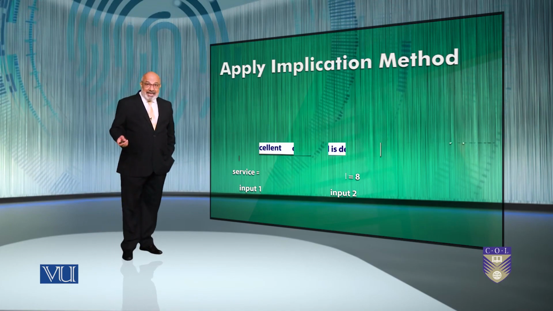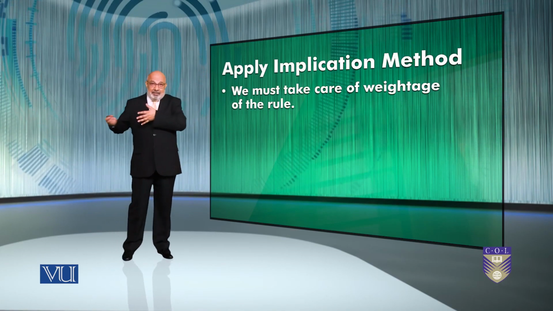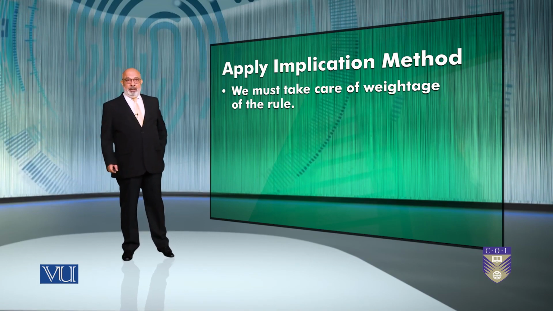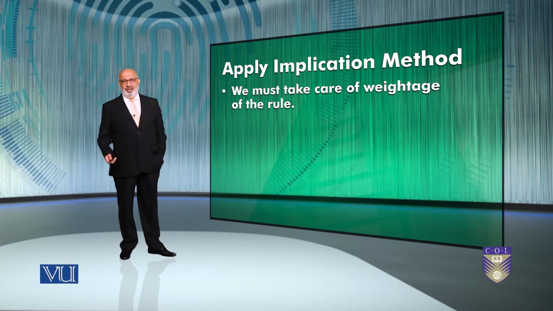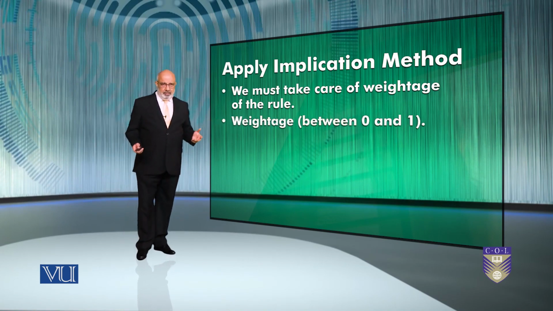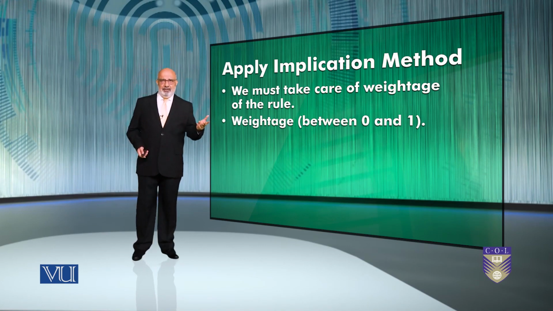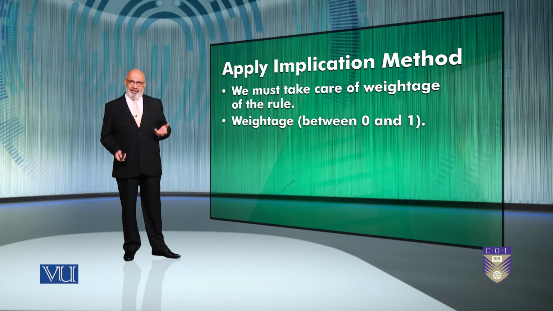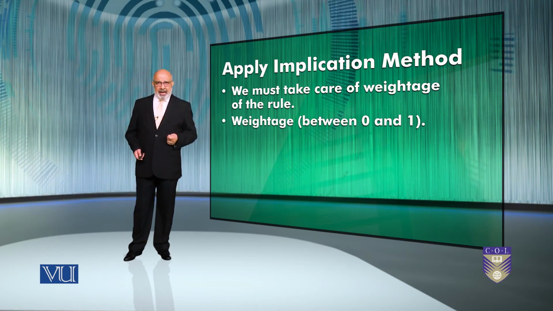Now we apply the implication. What does it mean? Implication, remember, the left hand side of the rule implies the right hand side. We also need to take into consideration sometimes the weightage of the rule. In this case, the weightage of a rule can be anything between 0 and 1. We take it as 1. So all rules have equal weightage in this particular case.